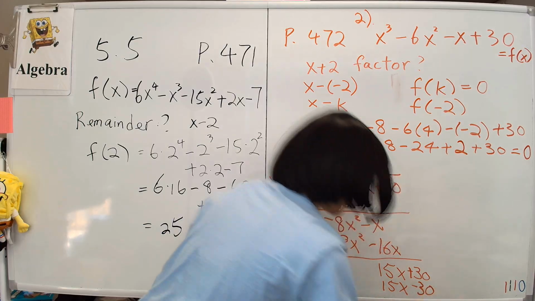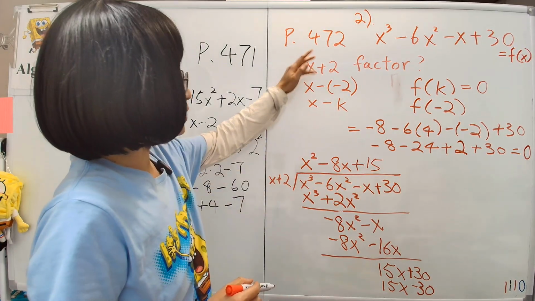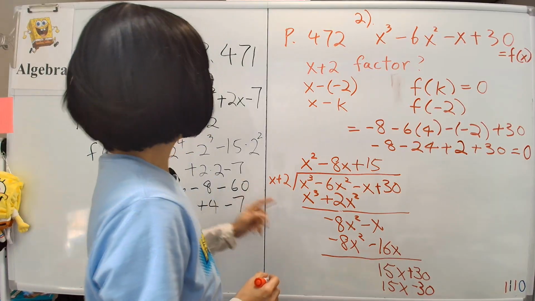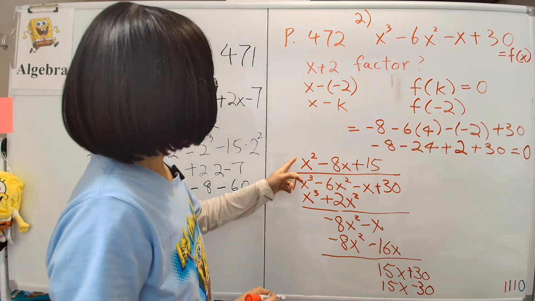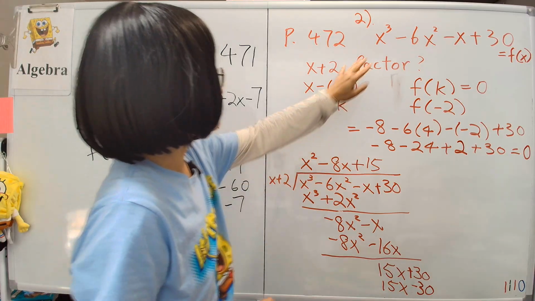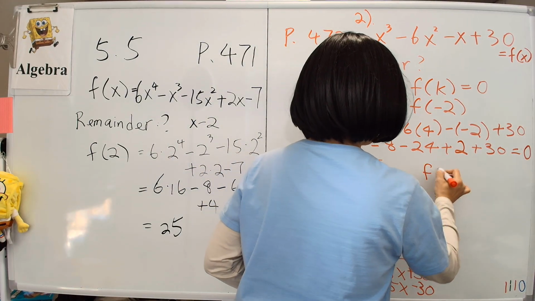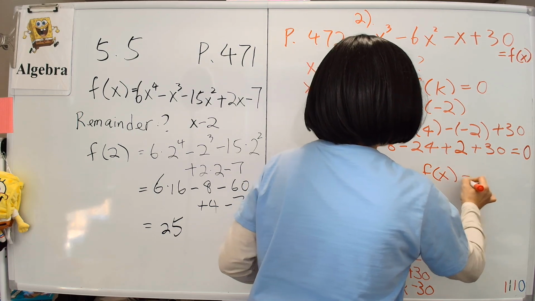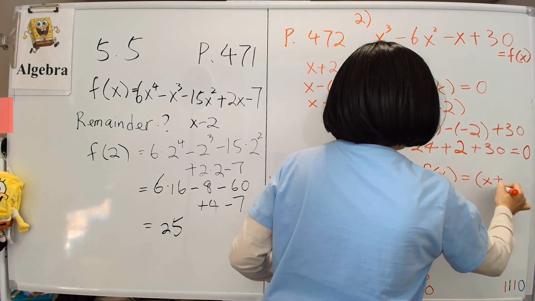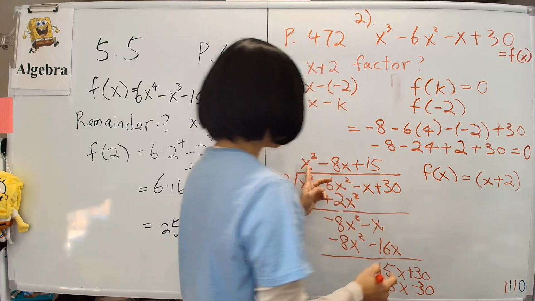So that will subtract to be 0. As expected, it better be 0, because we already proved that it is a factor. So the remainder had better be 0. So here is the second part of this. The polynomial f of x is equal to x plus 2 times this stuff right here. And then let's see if we can just factor this.